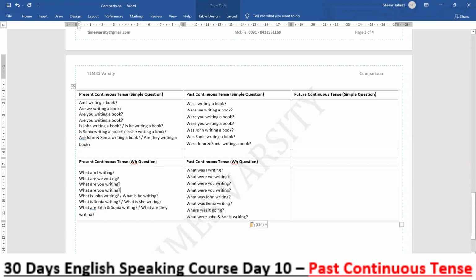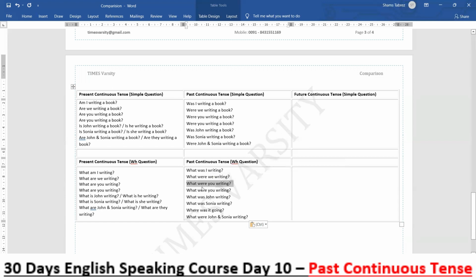Please read out first. What are you writing? Right, so it is in present. What are you writing? If somebody is writing and you are asking him or her, what are you writing? And then in the past, what were you writing? Yes, so that is in past.